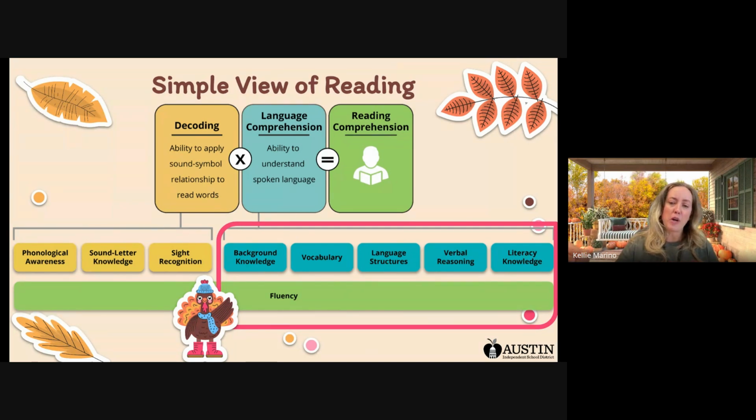It's really important for us as upper grade teachers to understand where our space comes into play when we're talking about the simple view of reading. And these big structures in blue, these are the ones that we're going to focus on when we're thinking about intervention.